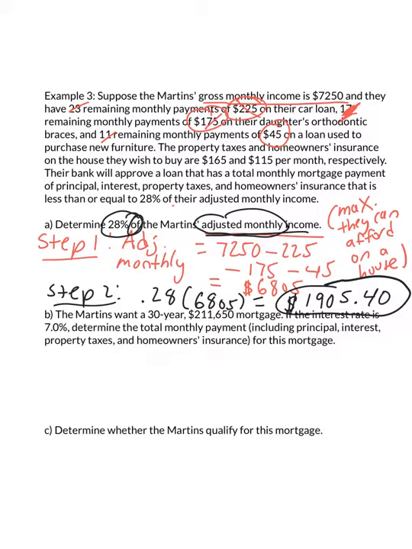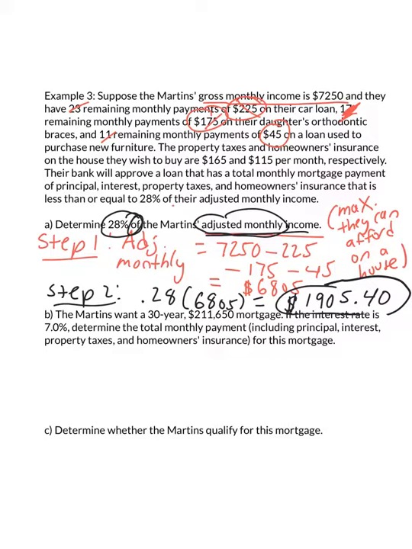So now Part B says the Martins want a 30-year, $211,650 mortgage. If the interest rate is 7%, determine the total monthly payment, including principal, interest, property taxes, and homeowners insurance for this mortgage. So the theme of B is different. The theme of B is just calculating, punching the numbers in for their desired home. So they found a home they like, and they want to know if they get that home, what would be their monthly mortgage payment.